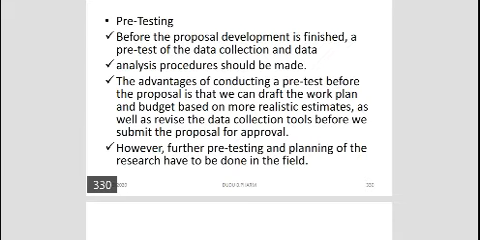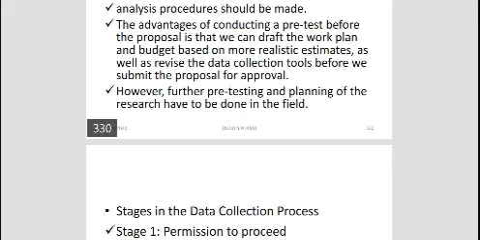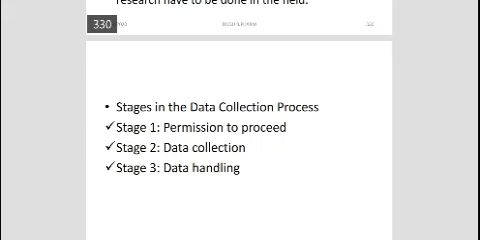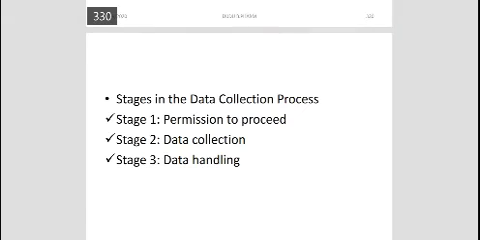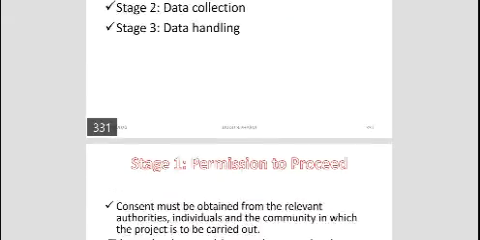However, further pretesting and planning of the research have to be done in the field. Let's see the stages in the data collection process. Stage 1 is permission to proceed. Stage 2 is data collection. And stage 3 is data handling.